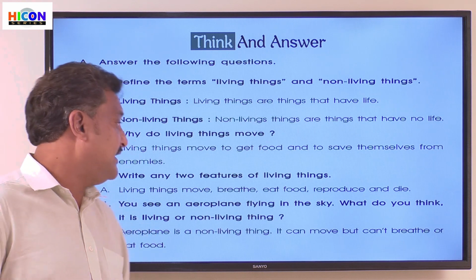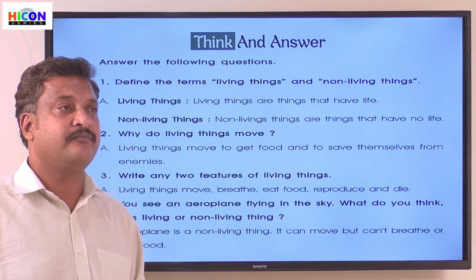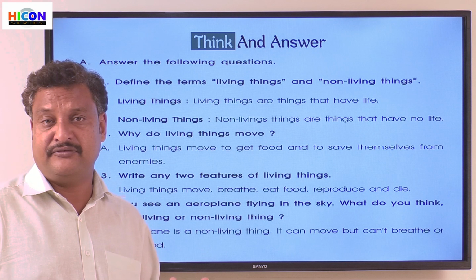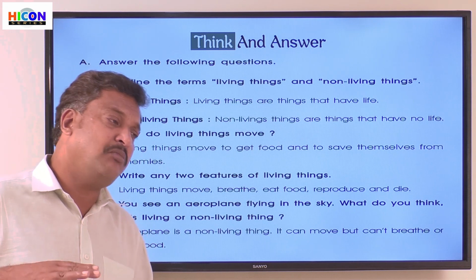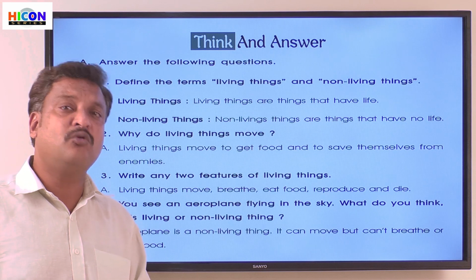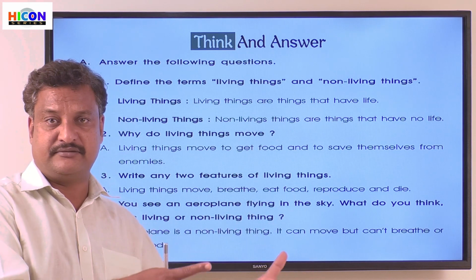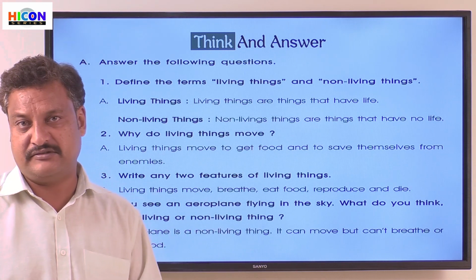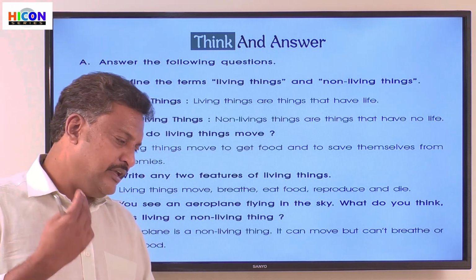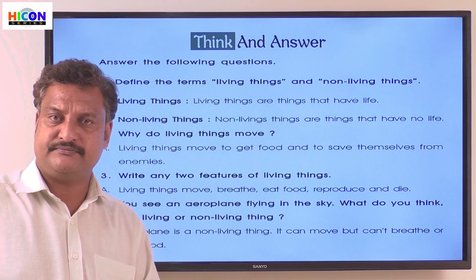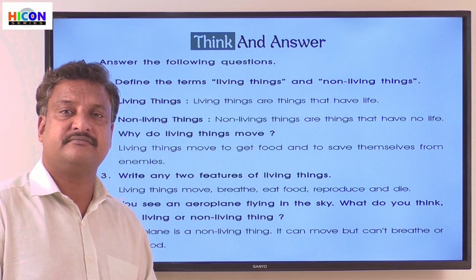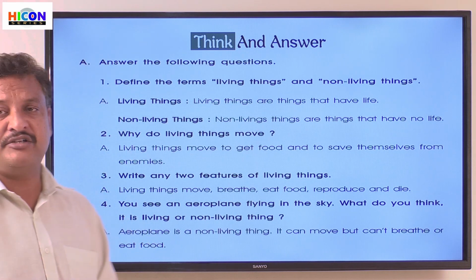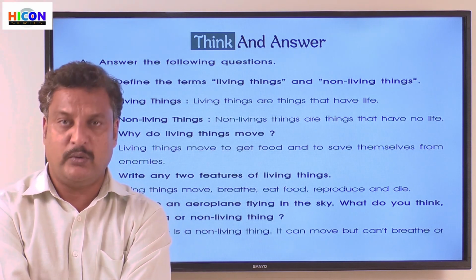We know an aeroplane, just like what we said about the car in the previous question, is a vehicle and it's a non-living thing. It doesn't have life. Can an aeroplane move by itself? Living things move by themselves. There is no need for somebody to move them. But vehicles move because we move them. They won't move by themselves. Even if somehow they can move, do they eat food? Do they breathe? Do they grow? No. So an aeroplane cannot breathe or eat food.